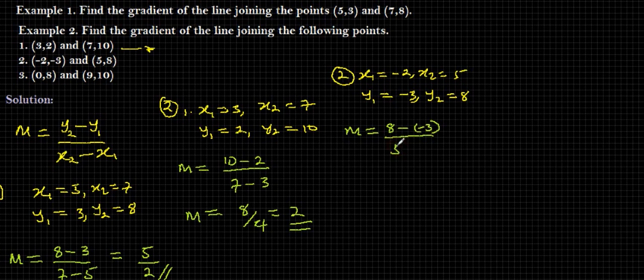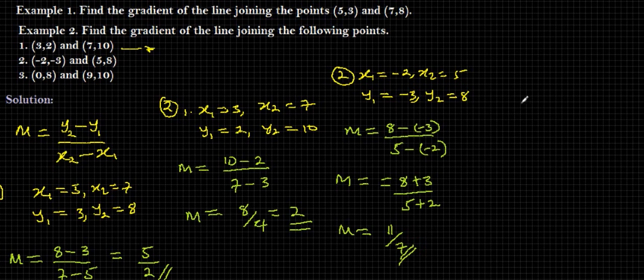Then y2 we have it to be 8, minus y1, that is minus 3, divided by x2, which is 5, then minus x1, which is minus 2 now. So m is going to be equal to 8, minus minus is plus, so we are going to have plus 3 divided by 5 plus 2. So the gradient is going to be equal to 8 plus 3, which is 11, divided by 5 plus 2, which is 7. So our gradient here is 11 over 7. That's the gradient of those 2 points.